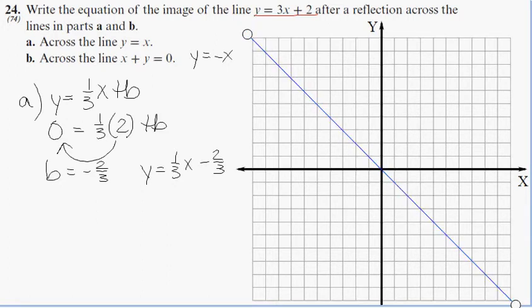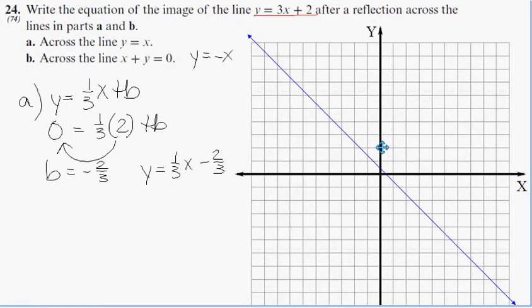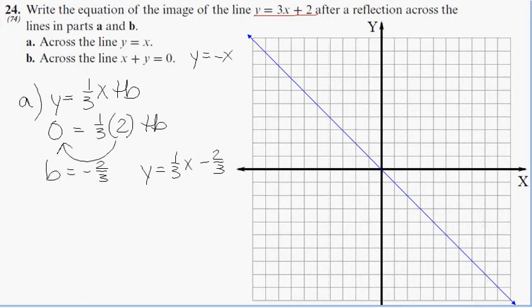This time we'll start out with the green line. We still have the same lines. We have plus 2, and we still have up 3 over 1. So this original line still stays the same. Let me connect this here. So there's our pre-image. Now we need to reflect this across the blue line.